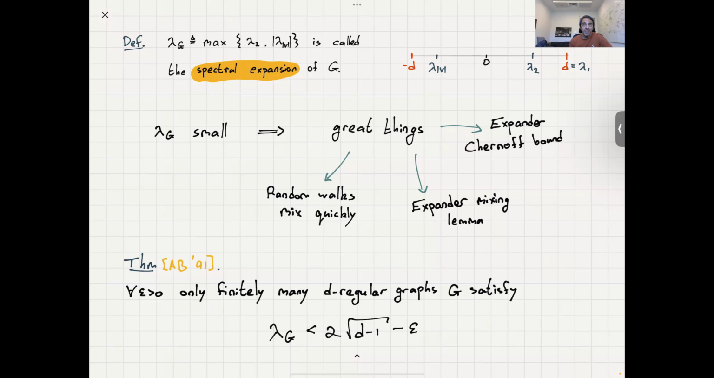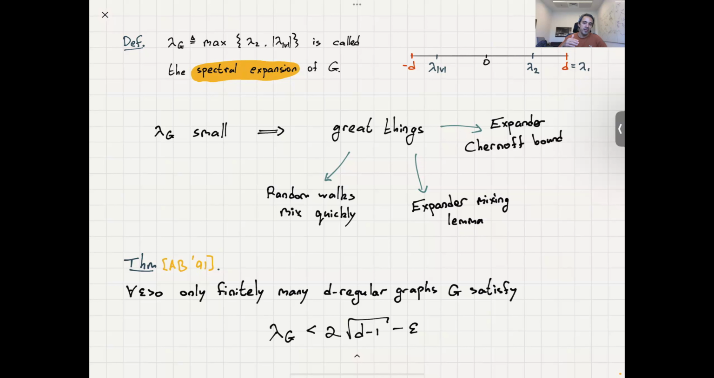And for applications, usually the degree is something you pay for. Whatever you do, if you work with codes, you might pay for it in distance or rate or query complexity and so forth. But regardless, you should think of the degree as a parameter that you care about. It's like a resource. You don't want it to be too large.